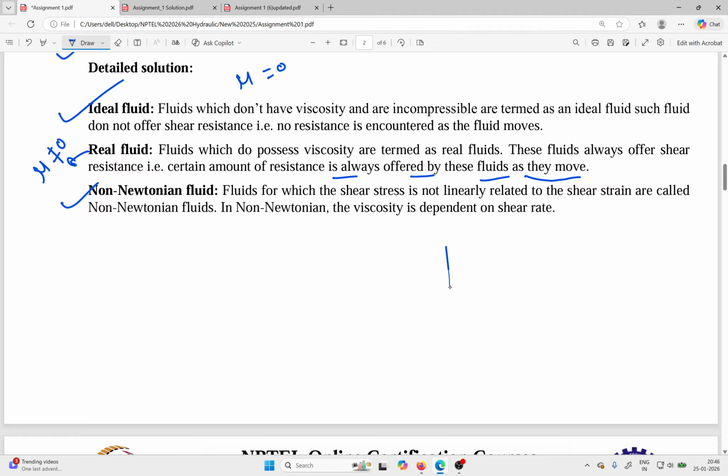Means your diagram of the non-Newtonian fluid will not be like that. Not be like that, remember, because that one is linearly varying. In non-Newtonian fluid, the viscosity depends on shear rate. So remember please here. Very, very important.